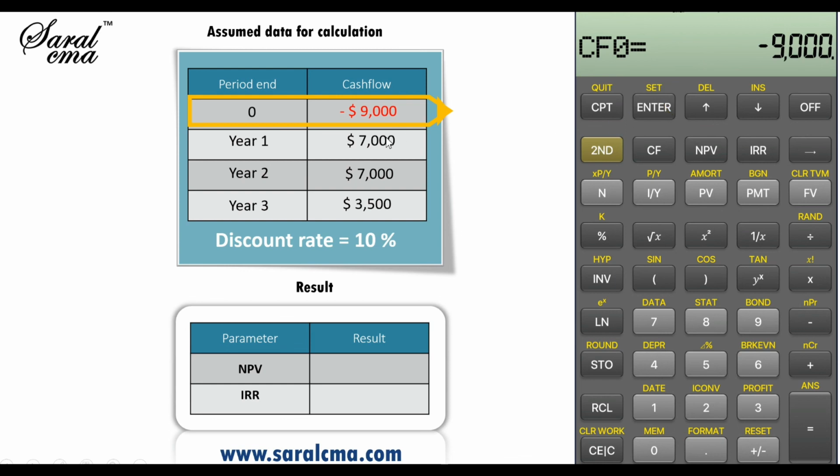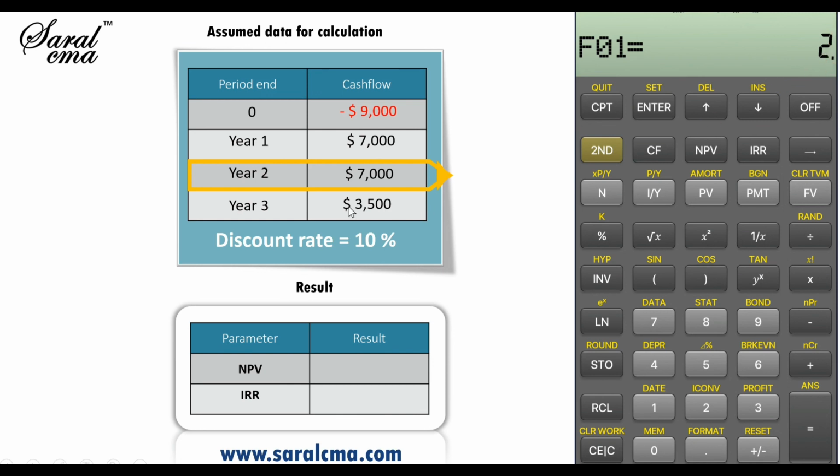The first year cash inflow is $7,000. To input this, press the down arrow key in the calculator, enter 7,000 and save it. Press the down arrow key to input frequency. Since year 1 and year 2 have the same cash flows, input 2 as frequency and save it. Year 2 cash inflow of $7,000 is the same as year 1 cash inflow. By inputting the frequency of 2 earlier, we have taken care of year 2 cash inflow as well.